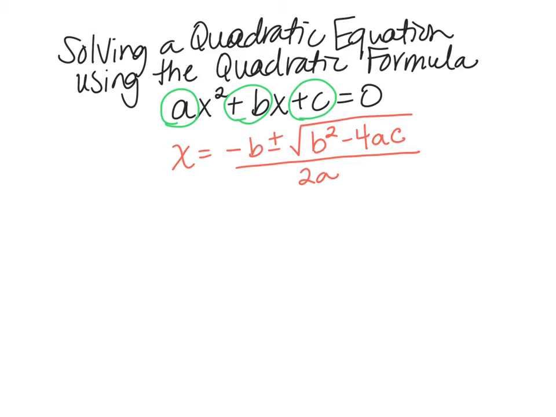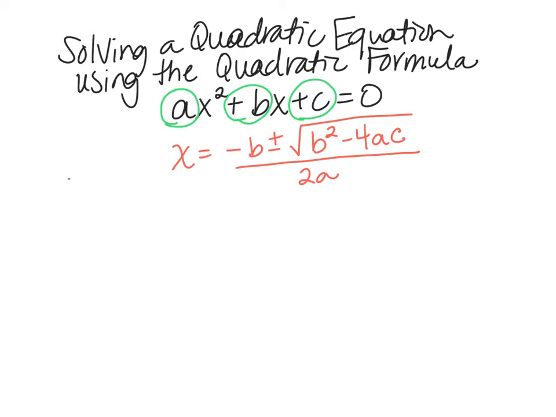So looking at the formula, remember that it is opposite of B, plus or minus the square root of B squared minus 4 times A times C. All of that is divided by 2 times A. So let's look at an example real quick.